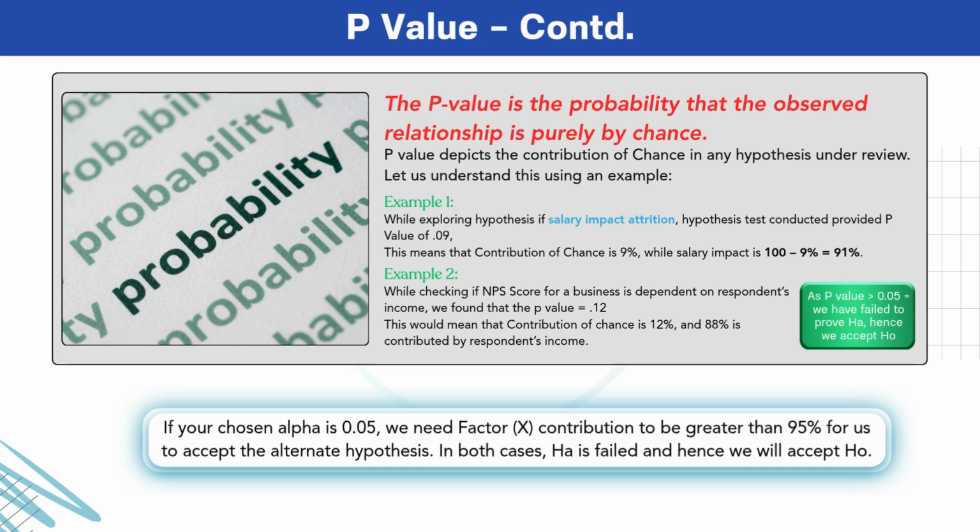Example 2. NPS and income. We now test whether Net Promoter Score, NPS, is dependent on respondent income. The p-value from the test is 0.12, meaning that 12% of the variation could be random and 88% may be attributed to income. Again, since 0.12 is greater than 0.05, we fail to reject H0. We do not have sufficient statistical evidence to accept the alternate hypothesis.